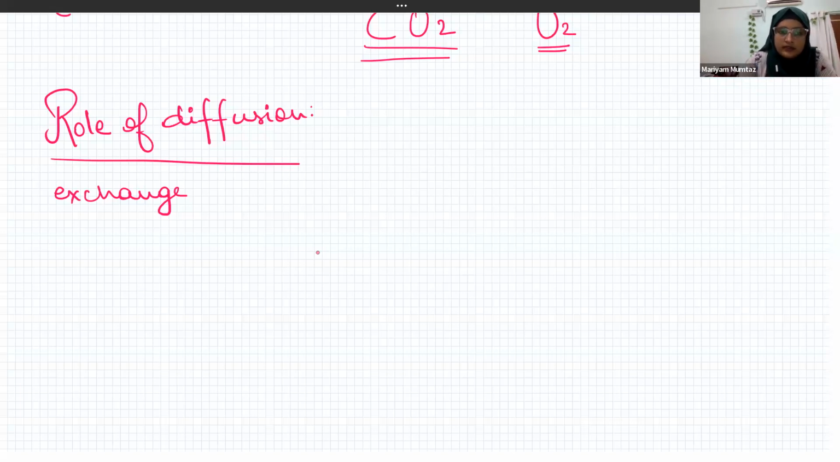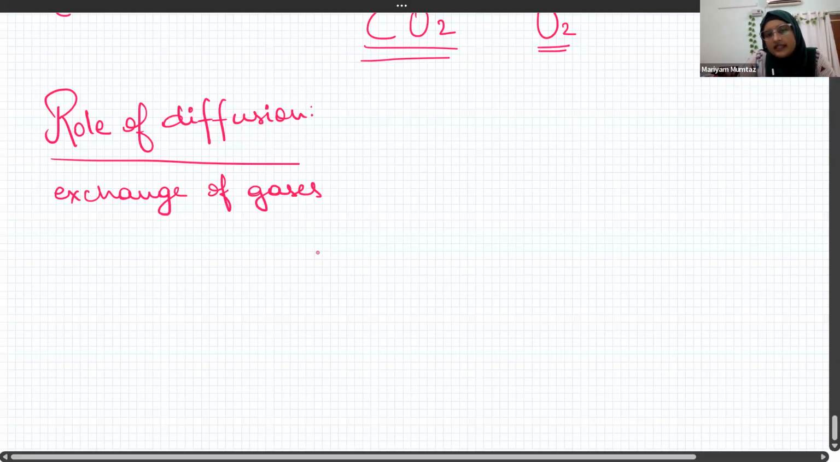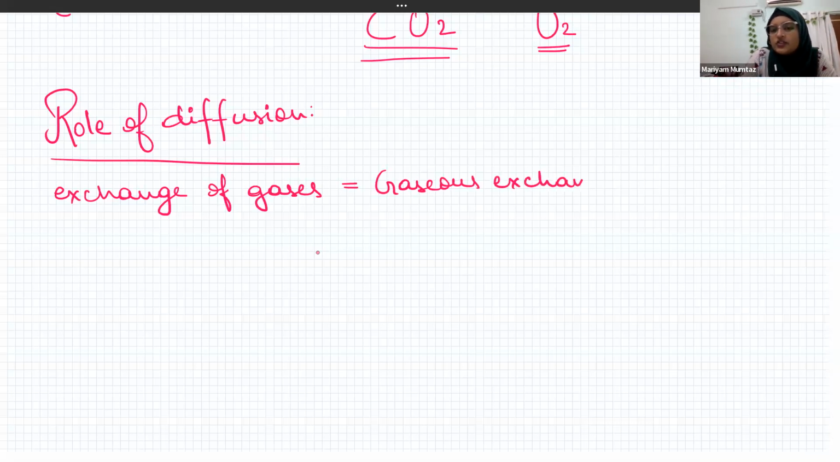Okay. So the role of diffusion is exchange of gases, or the gaseous exchange. Gaseous exchange is the prime, meaning the most important, role of diffusion. Understood? And the examples were carbon dioxide and oxygen. Clear? Okay, very good.